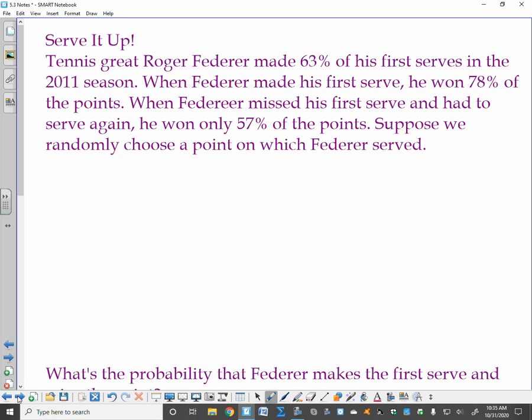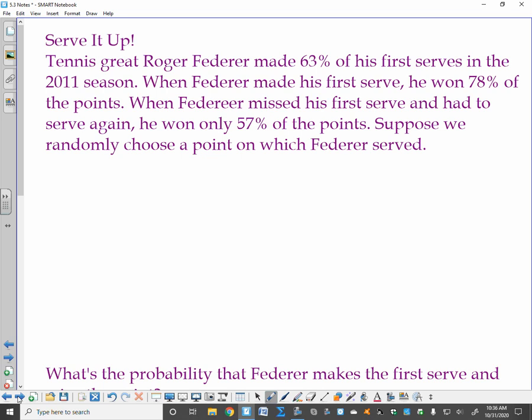Okay, serve it up. This is one of my favorite problems. This entire page is all based on this one problem. So this is a fantastic example of a full-on FRQ. It's going to have you set it up, and then it's going to ask you 3 questions about it. Okay, so this is a great FRQ.